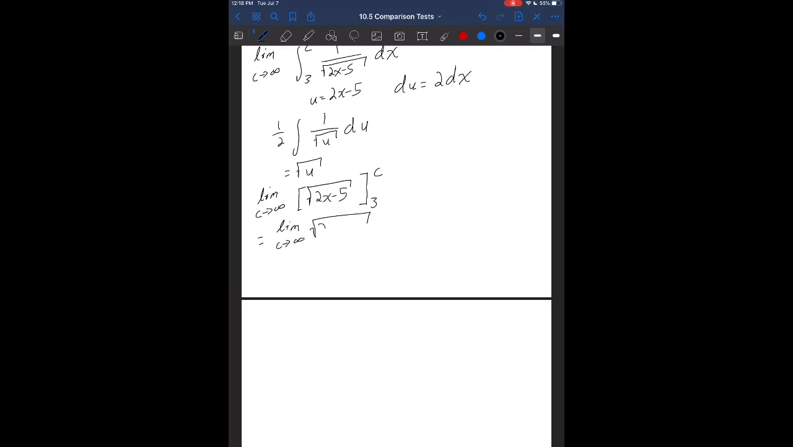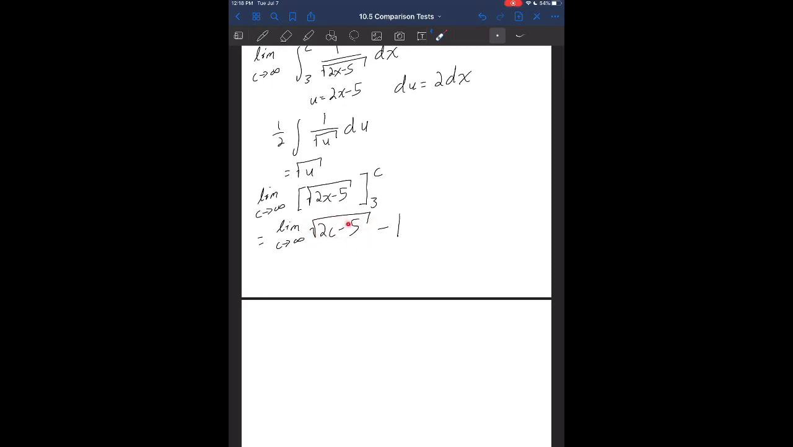Plugging in some values, we have the limit as c goes to infinity of the square root of 2c minus 5, and then minus what happens when we plug in 3. When we plug in 3, we get 6 minus 5, which is 1, and so we have the square root of 1, which is 1. Okay, and now we are at a point where we should be able to evaluate this limit.